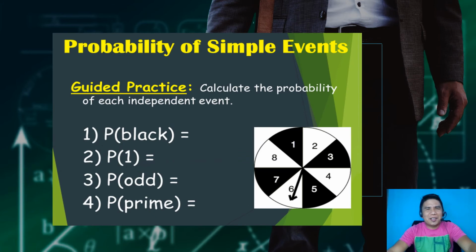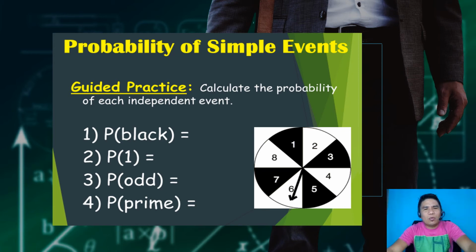Let us do this guided practice. I will do number 1 and number 2, and you'll be the one to do number 3 and number 4. Calculate the probability of each independent event given the figure at the bottom. You have there the spinning wheel, but it's colored black and white.